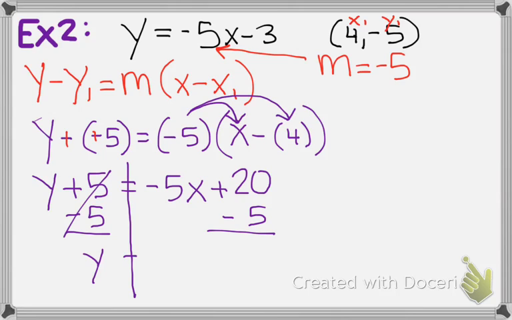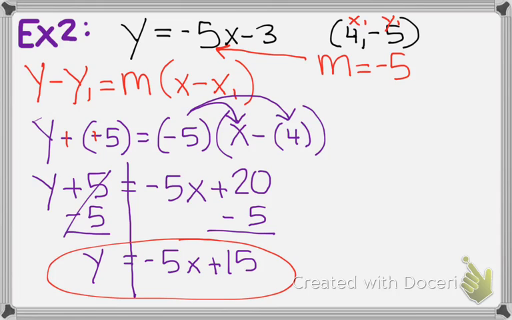Now the y is by itself. Y equals negative 5x plus 15. The equation y equals negative 5x plus 15 is parallel to y equals negative 5x minus 3, and it passes through the point 4, negative 5.